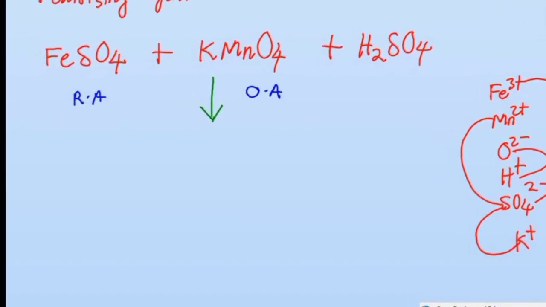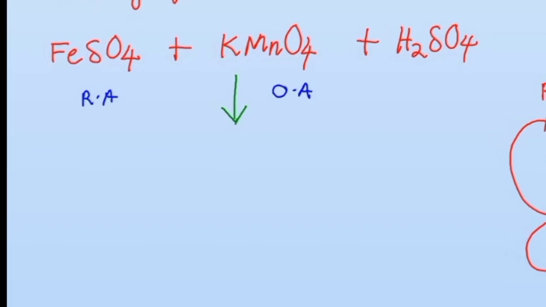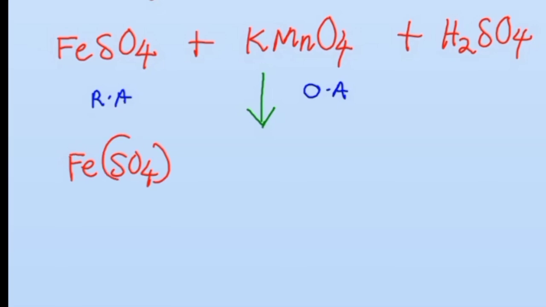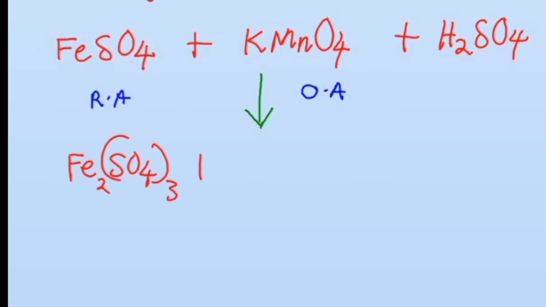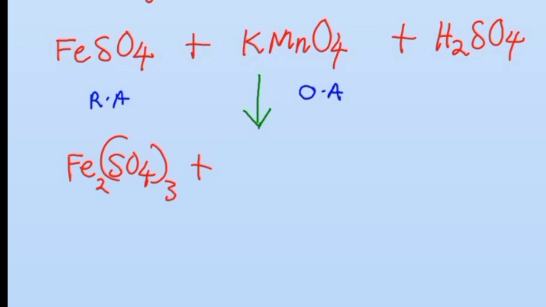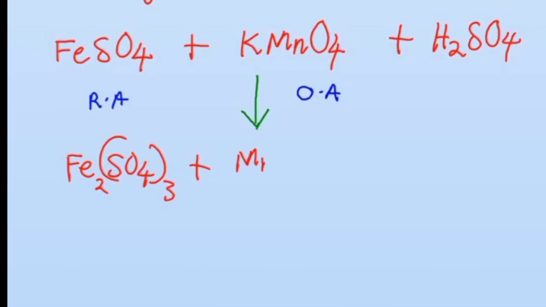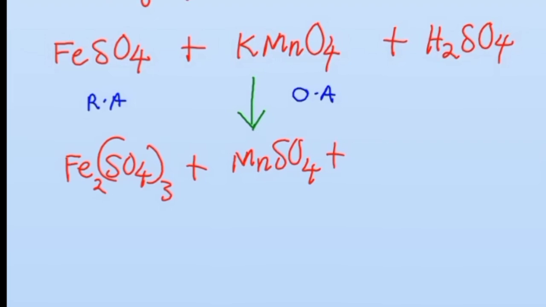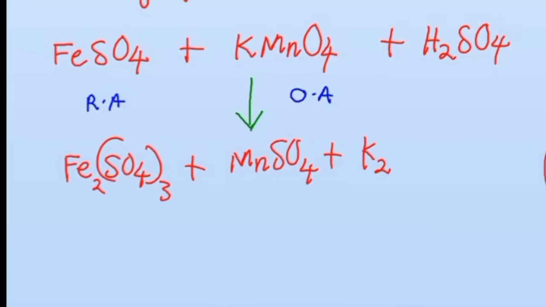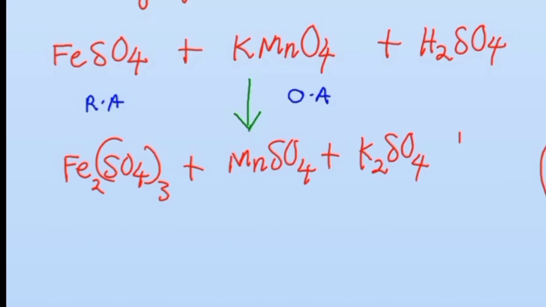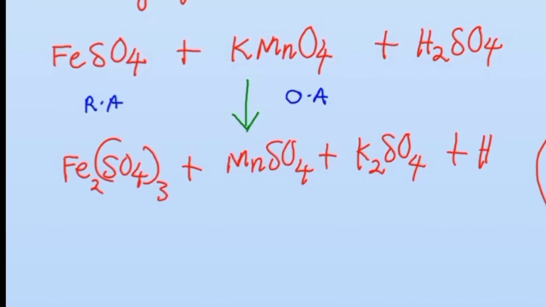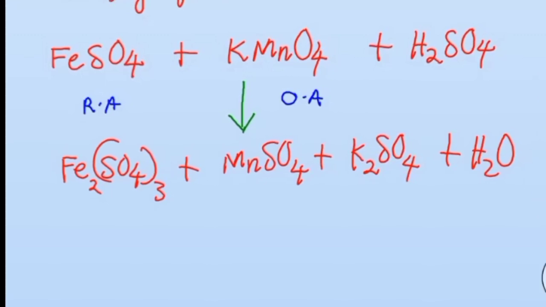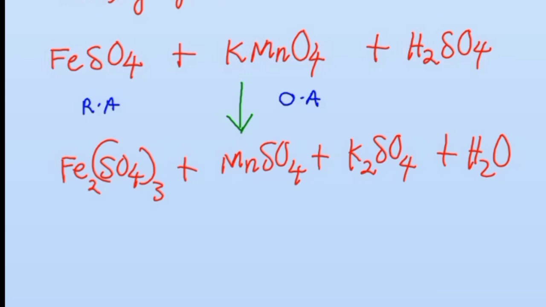So the compounds that will be formed in the product are as follows. We have iron 3 sulfate. Please cross multiply the valency to be able to write the formula. Then plus manganese sulfate, manganese tetraoxosulfate 6. Then plus potassium tetraoxosulfate 6. Then we're going to be having water, H2O. Okay, now finally we've been able to write the products formed. Then the next step now is how to balance.